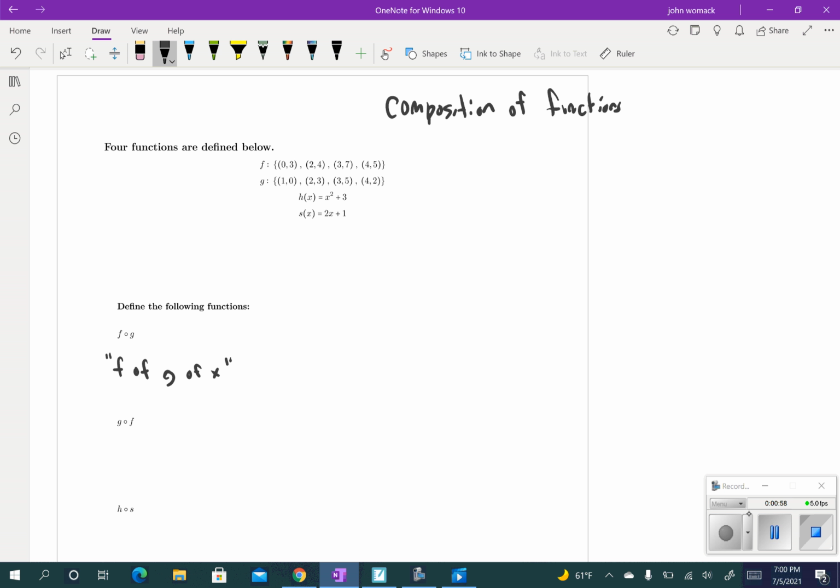But what it really means is, if I'm taking the composition f of g of x, I'm going to take x and plug it into g. We consider it to be the inside function. And whatever answer I get back out, g of x, I'm going to plug that into f. So x goes into g, and then I take my output from g and I plug that into f. That's the way that works.